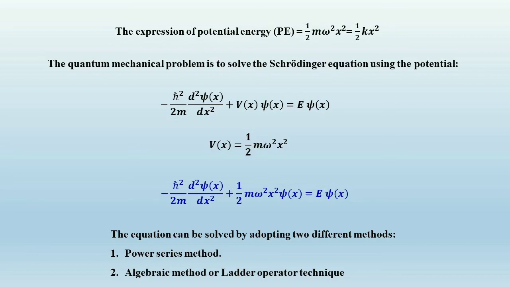This is a quite complex equation, and it can be solved by adopting two different methods. The first one is the power series method, for which rigorous calculation is required, and the second one is the algebraic method or ladder operator technique, where by using ladder operators, that is by using the operator method, we can solve this equation, and by solving it we can obtain the expression for the wave function of the different states and the corresponding energy eigenvalues.